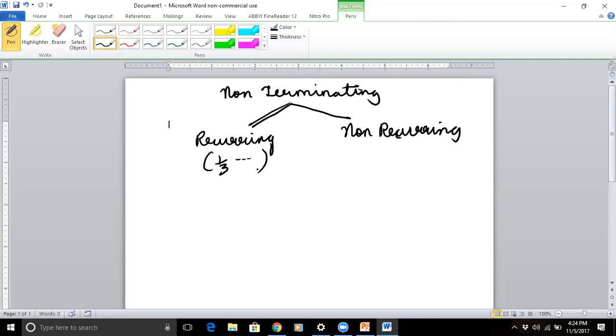Can you give me an example of a number which is a non-recurring decimal? No, I'm not going to accept 22 by 7. I'm not going to accept 1 by 7. Okay, I would accept pi. I'll definitely accept pi. Any other example other than pi, which is non-recurring?